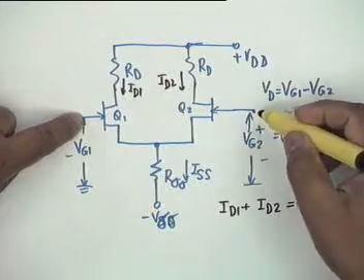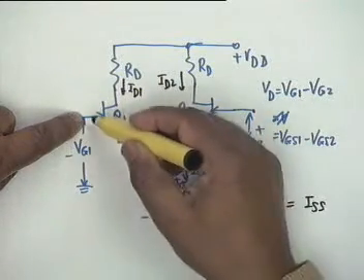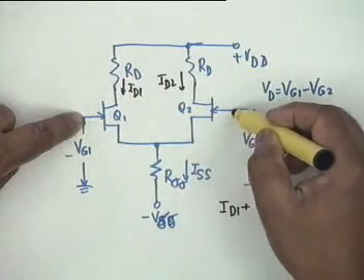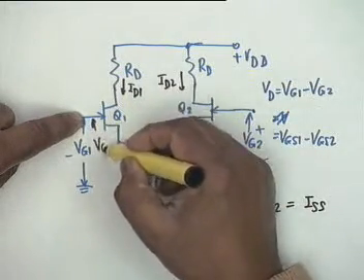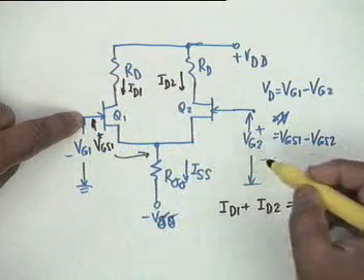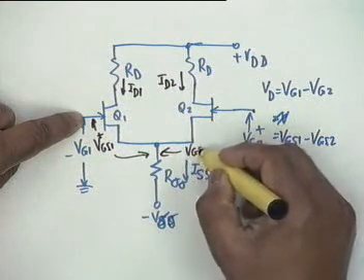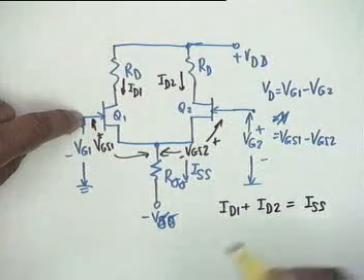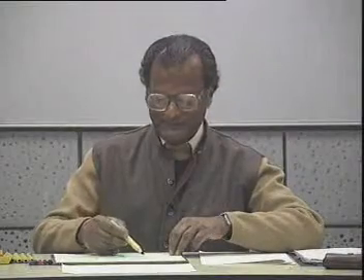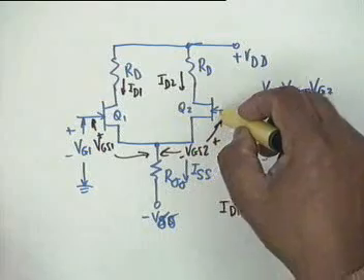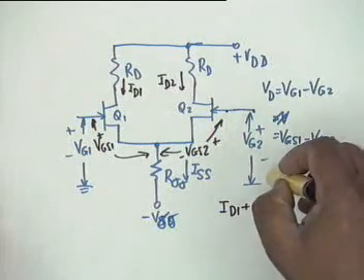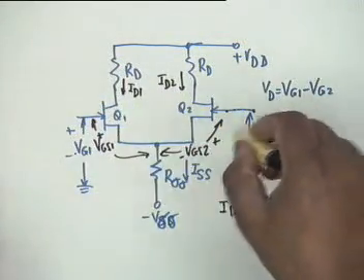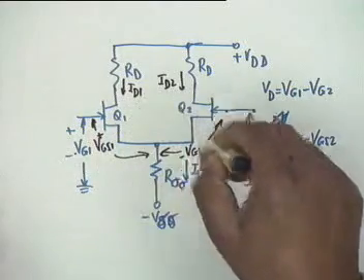Please tell again why VG1 minus VG2 is VGS1 minus VGS2. Because this point is common. So it is VGS1 minus VGS2. This is VGS1 and this is VGS2, so it is the difference between the two. If I write KVL, VG1 would be equal to VGS1 minus VGS2 plus VG2, and therefore VG1 minus VG2 is equal to the difference between these two voltages.